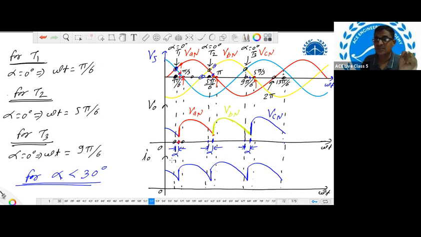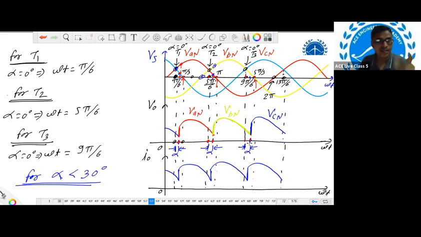Similarly, we need to maintain the same firing angle for thyristor T2 as well. For thyristor T2, alpha equal to 0 degrees means 5 pi by 6, so the same 5 pi by 6 point is here. After 5 pi by 6, we need to add 15 degrees, so the point will be here. Means at this instant, I am triggering thyristor T2, right? Similarly, omega t is 9 pi by 6, which is nothing but alpha equal to 0 degrees for thyristor T3. In that, we need to add 15 degrees more, means this point will come.